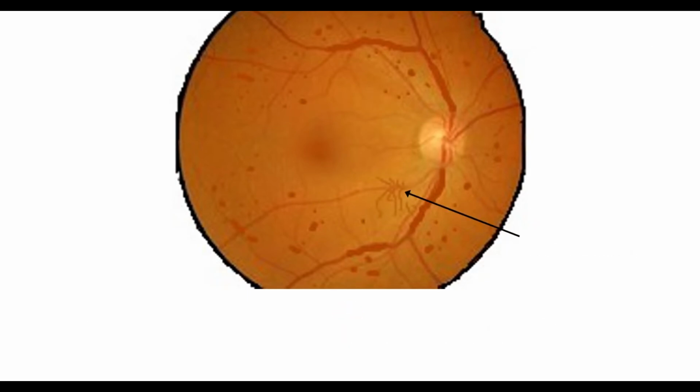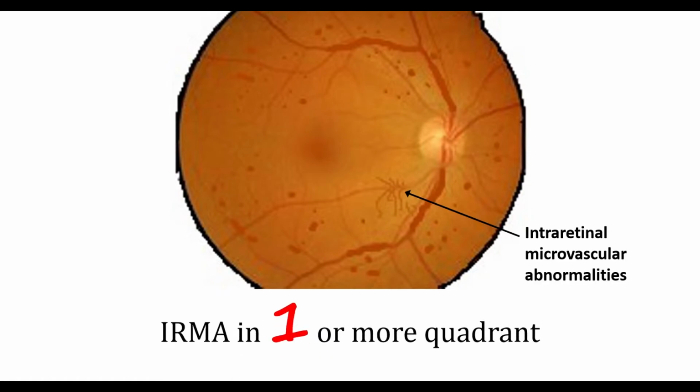For severe NPDR, there can be venous beading in 2 or more quadrants. Intraretinal microvascular abnormalities, also known as IRMA, arise within the ischemic retina. In severe NPDR, IRMA can be present in 1 or more quadrants.